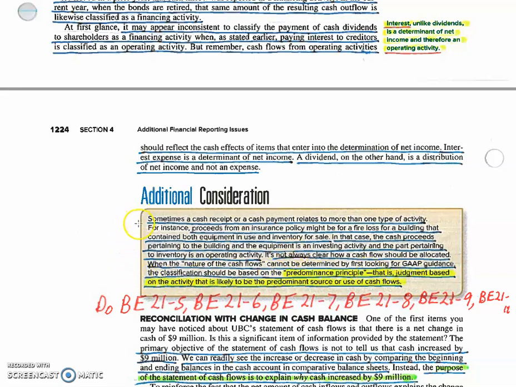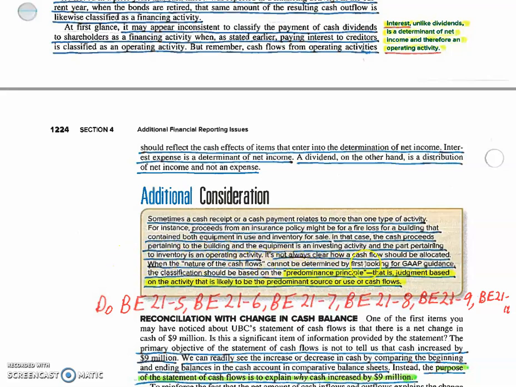Right here, sometimes a cash receipt or a cash payment relates to more than one type of activity. For instance, proceeds from an insurance policy might be for a fire loss for a building that contained both equipment in use and inventory for sale. In that case, the cash proceeds pertaining to the building and the equipment is an investing activity, and the part pertaining to inventory is an operating activity.